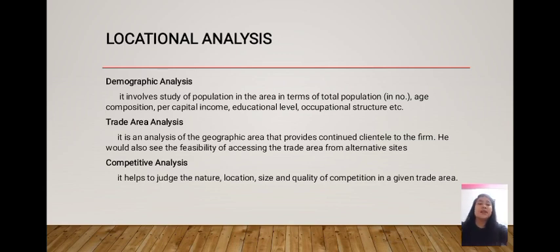The third one is competitive analysis. It helps to judge the nature, location, size, and quality of competition in a given trade area. Here, competitive analysis in marketing and strategic management is an assessment of the strengths and weaknesses of current and potential competitors. This analysis provides both an offensive and defensive strategic context to identify opportunities and threats.